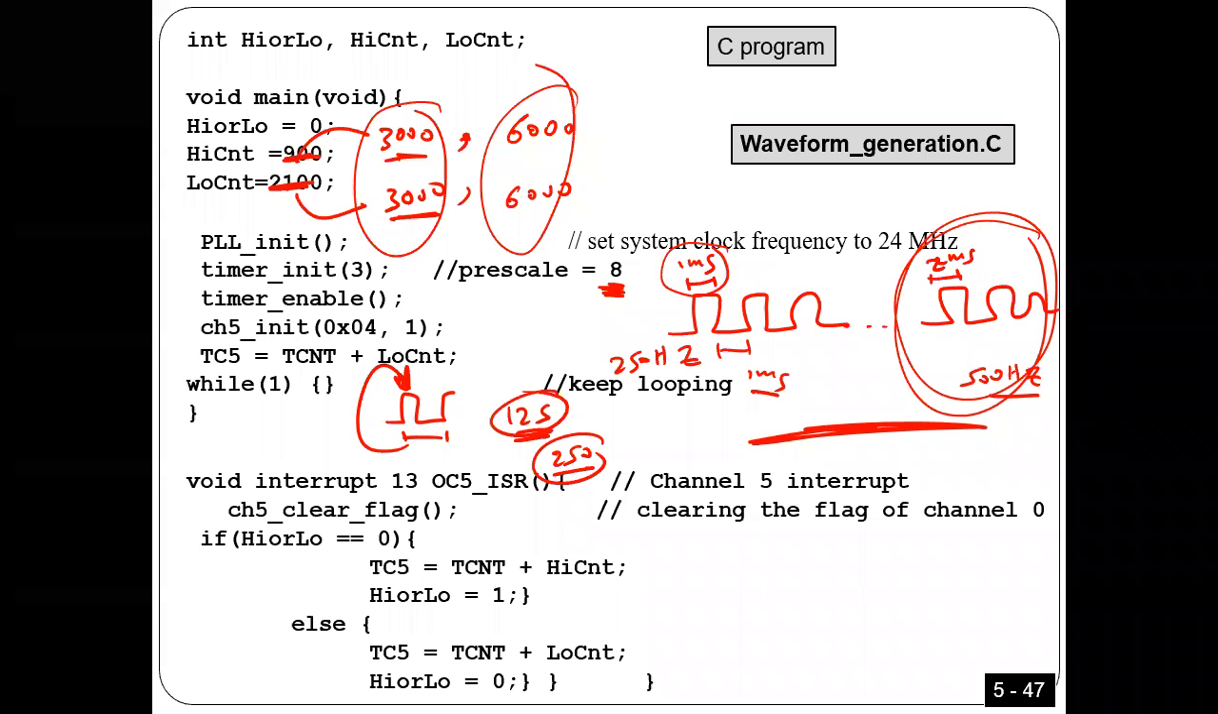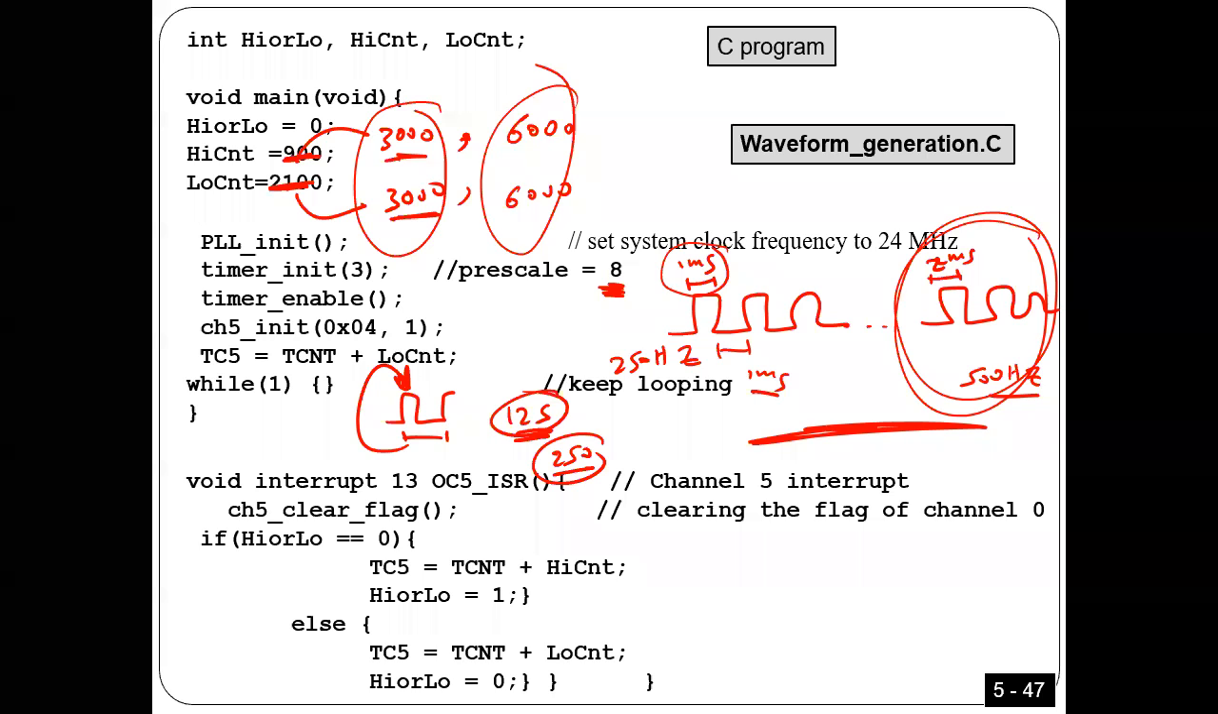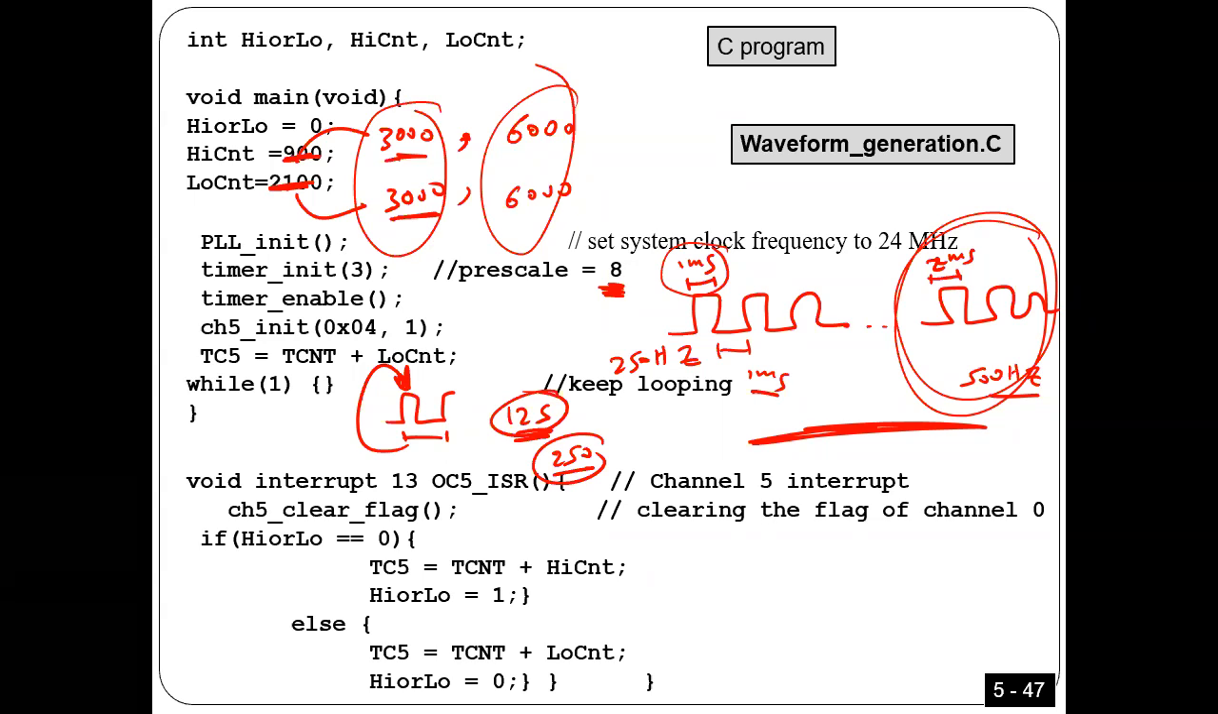So now, how can I do the same thing here? That's very easy. Why is it very easy? Because in every cycle there are two interrupts, an interrupt here and an interrupt here. So 125 should be equivalent to 250 interrupts, and 250 should be equivalent to 500 interrupts.